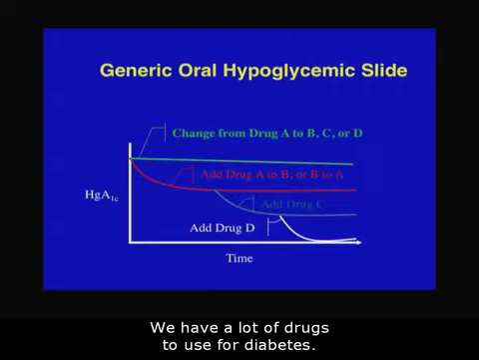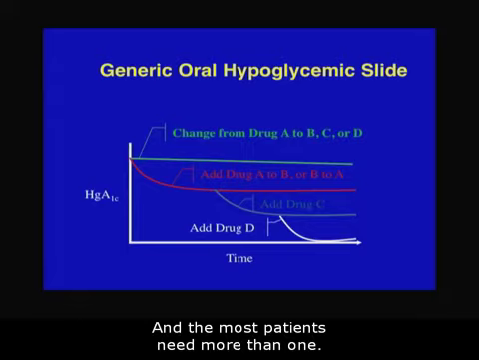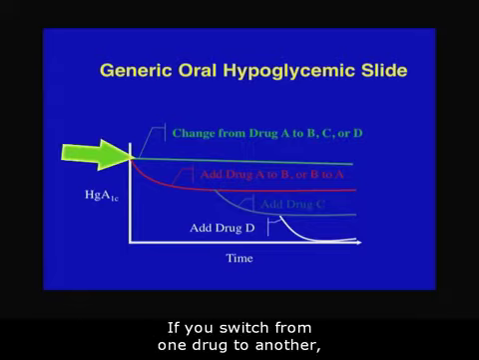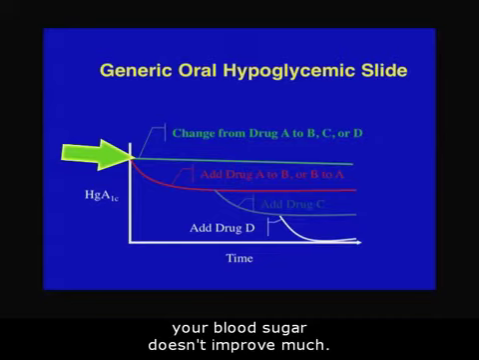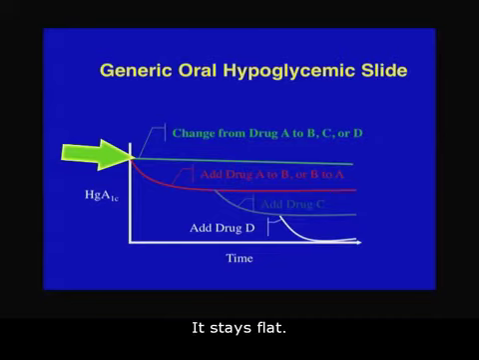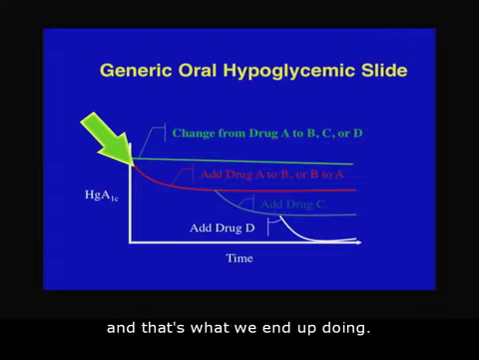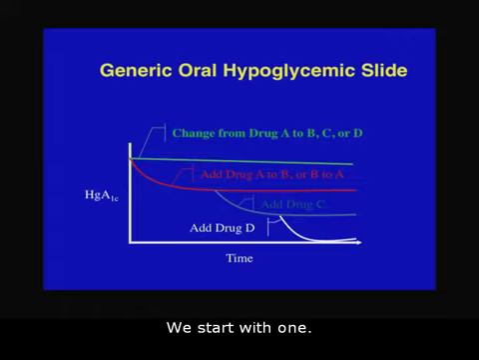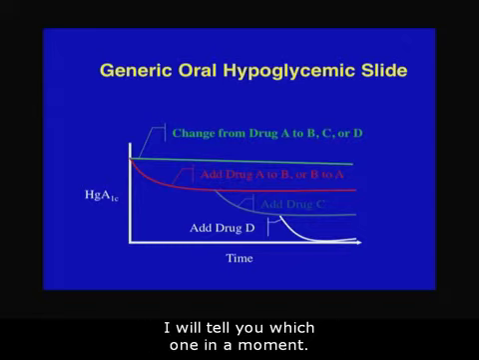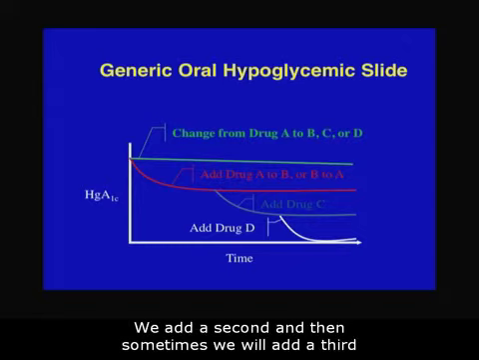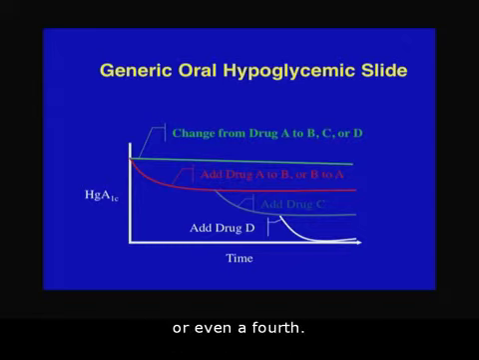We have a lot of drugs to use for diabetes, and most patients need more than one. If you switch from one drug to another, your blood sugar doesn't improve much, stays flat. But if you add a second drug to a first drug, it works good, and that's what we end up doing. So we start with one. I'll tell you which one in a moment. We add a second, and then sometimes we'll add a third or even a fourth.